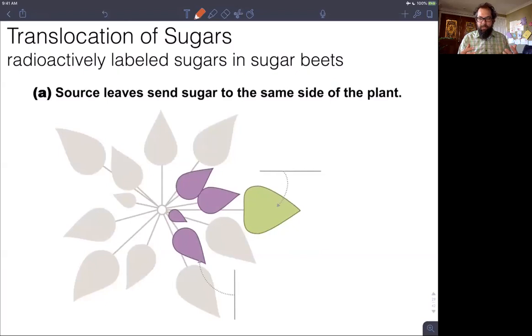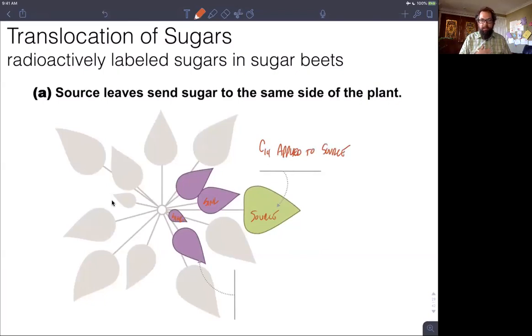What this figure is showing here is a source leaf, this green leaf, photosynthesizing, creating sugars, and then moving those sugars to these developing leaves that are purple. So these are our sources, these are our sinks, these developing, growing leaves. And the way that this is determined is you can take radioactively labeled carbon, C14, apply that to the source leaf, and then you can track where it goes.